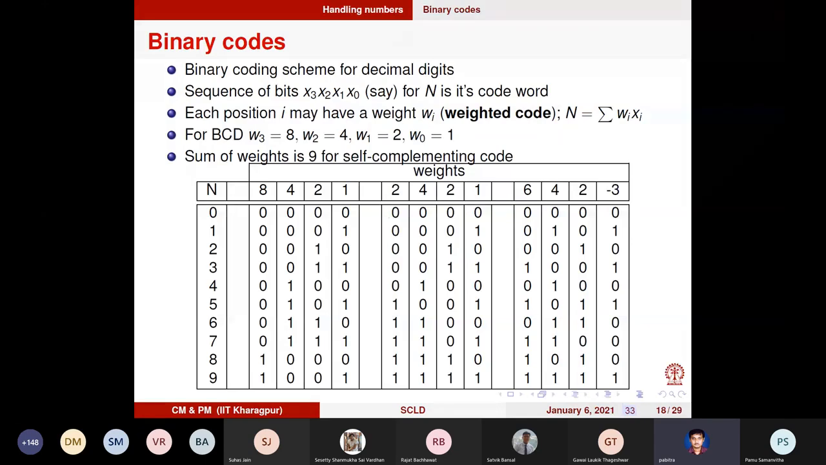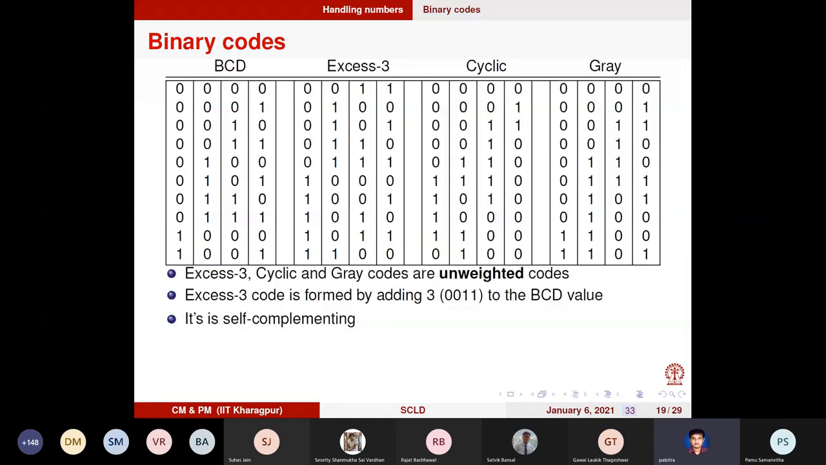You need more complex codes, which are not just weighted. They are obtained by a complex method. One of the main such codes we'll study is called a Gray code. We'll study that in detail. There are other such codes also.